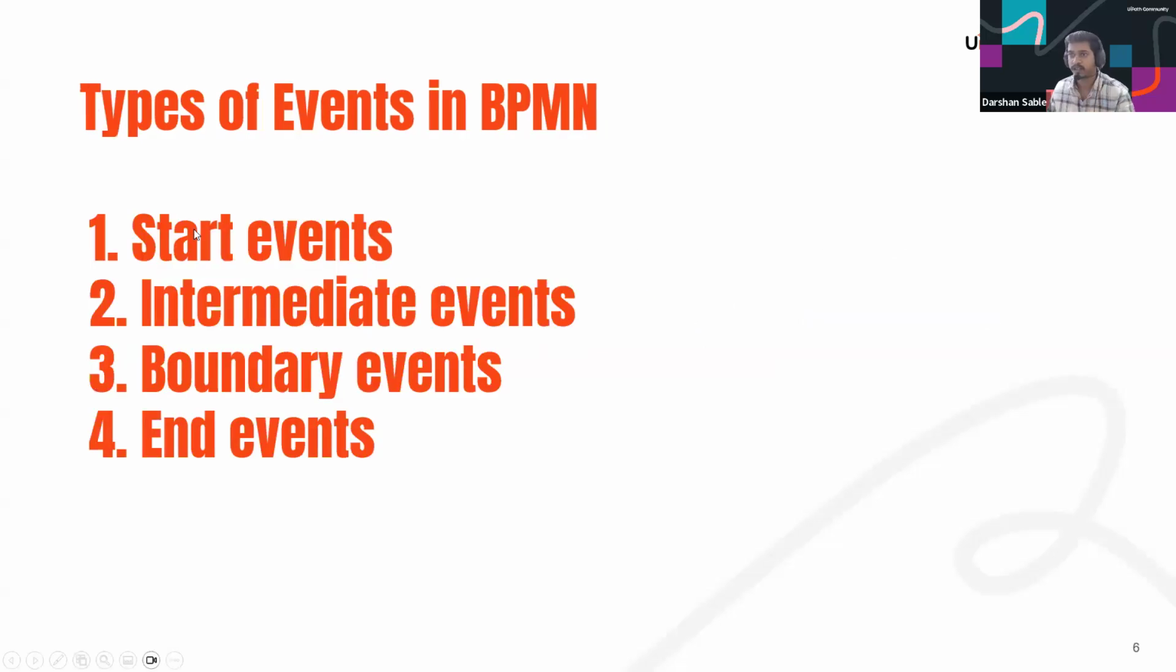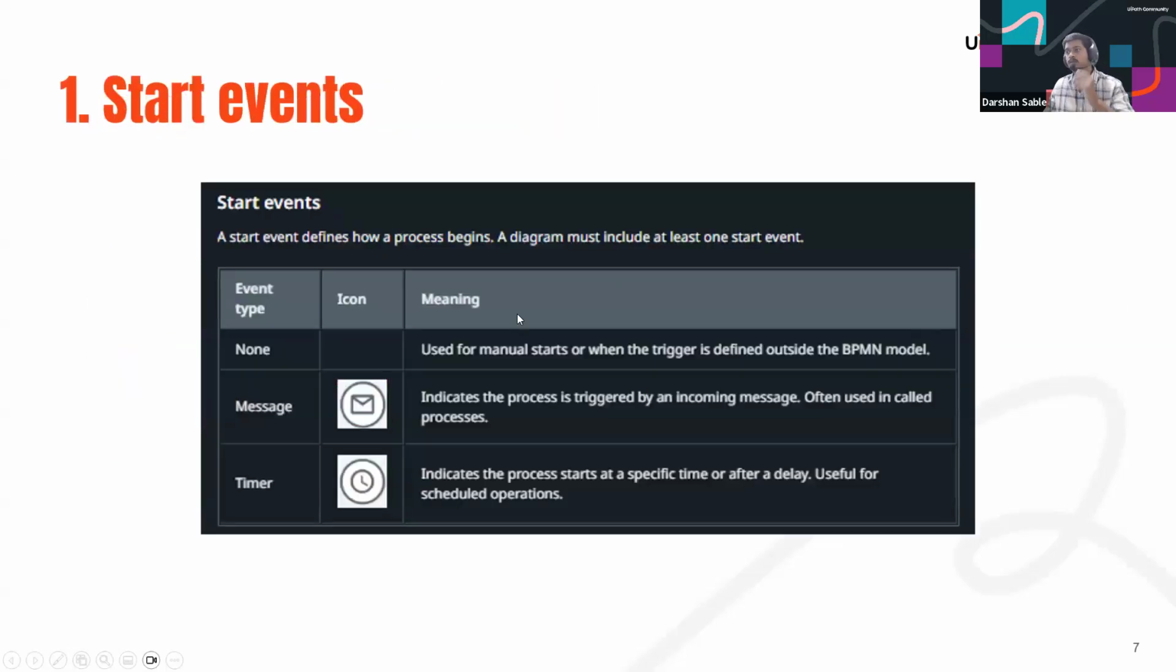There are four types, as I said: start events, intermediate events, boundary events, and end events. Let's dive into each of them. First we will start with start events. There are three types of start events. First is none, where we will not have any icon for that event. It will have a simple circle. Then the second event type is message, and the third one is timer. Each one of them has its specific identity.